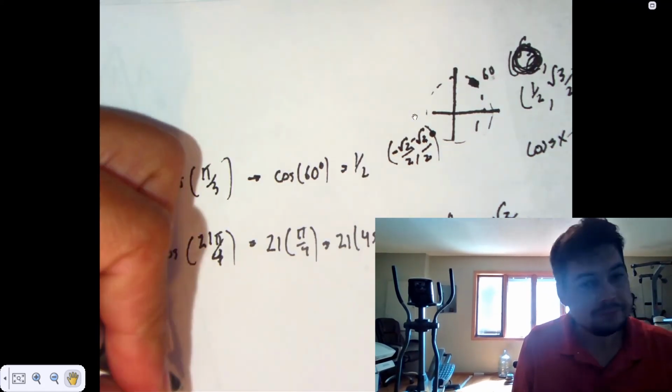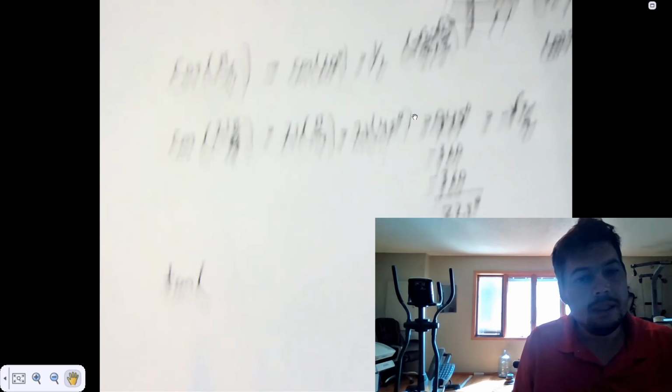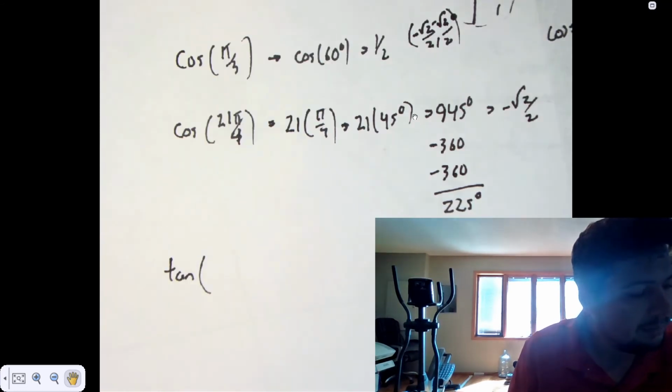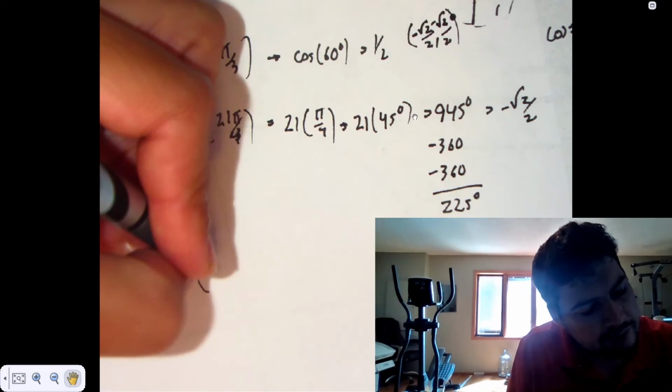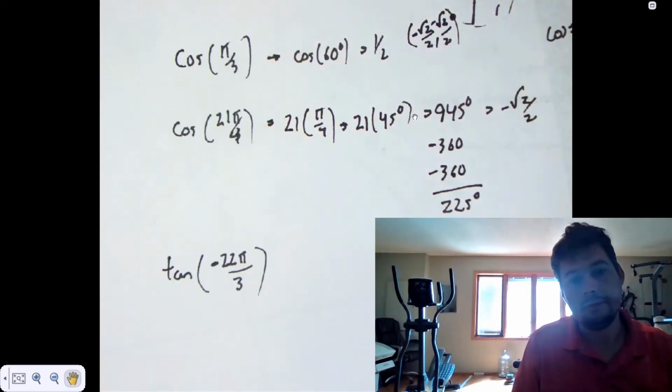Well, let's make up a number here, something that doesn't work out too pretty. Can't make anything too pretty. Let's do negative 22 pi over 3. It is a negative angle.